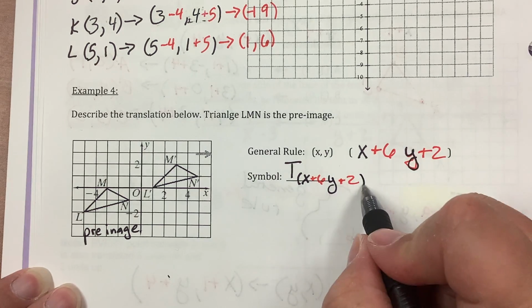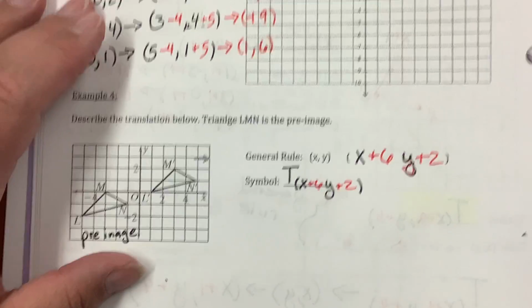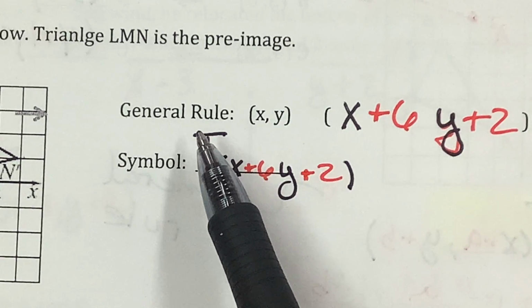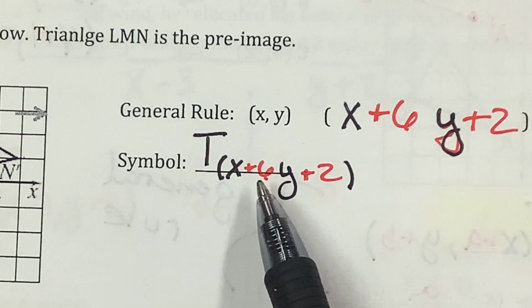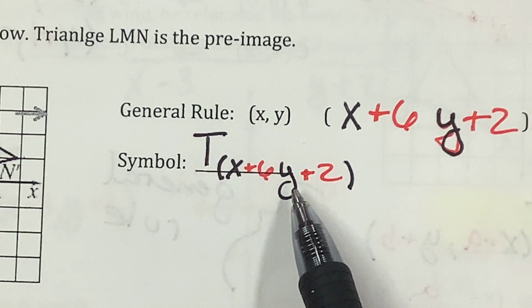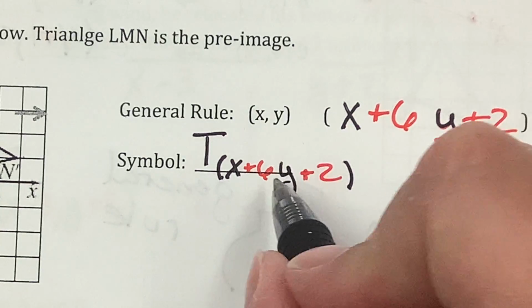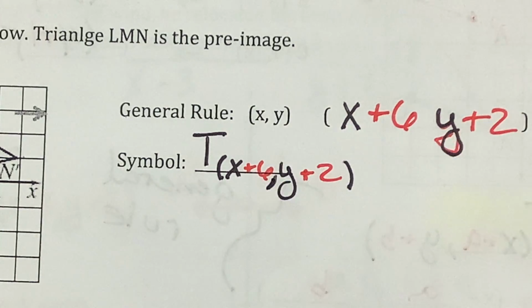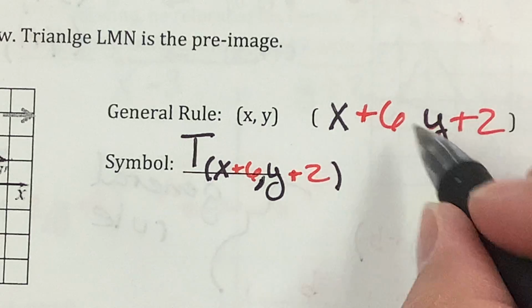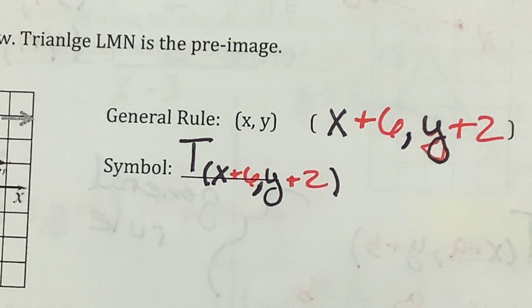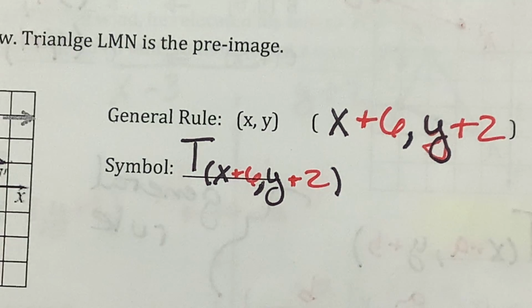So things to check on your symbol. Let's make it a little bigger so you're looking at it like I am. You want a large capital T for translation, X plus or minus the movement, Y plus or minus the movement, parentheses, and I'm missing a comma. You need to have a comma. Those are the things you're checking before you hand a paper in: parentheses, commas, X's, Y's. Make sure you have all your work done.